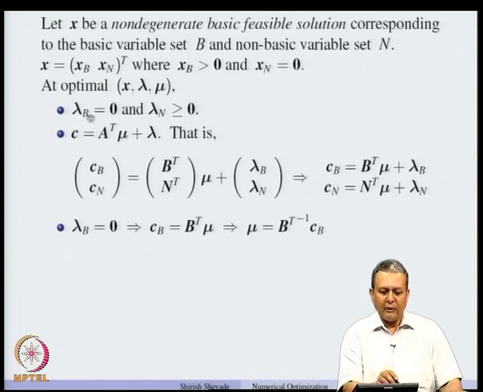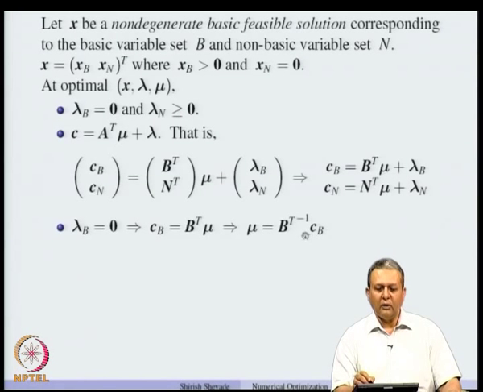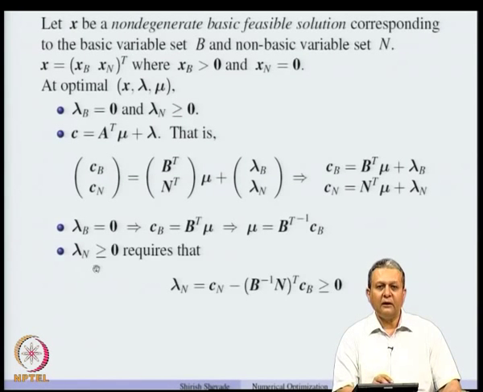So, by forcing lambda_B to be 0, we have got mu, and now the next step is to get lambda_N. Now, lambda_N is nothing but c_N minus N transpose mu, and if we plug in this value of mu, what we get is that lambda_N is equal to c_N minus N transpose B inverse transpose c_B, and that should be greater than or equal to 0. Which means that the Lagrangian multipliers corresponding to the non-basic variables N should be non-negative.